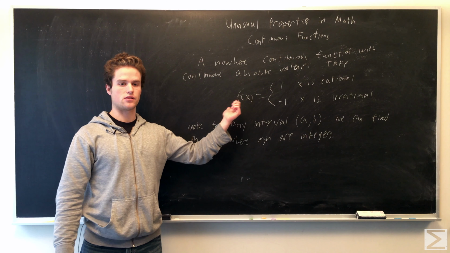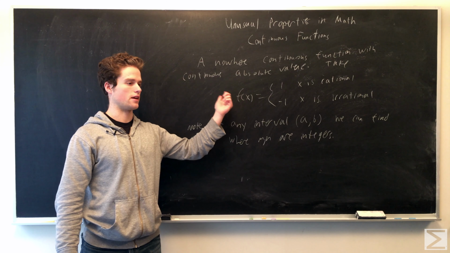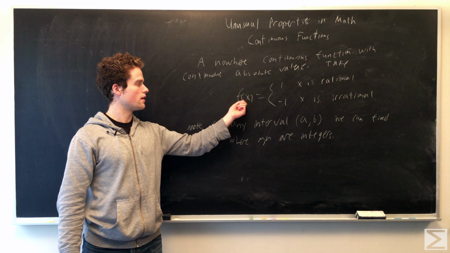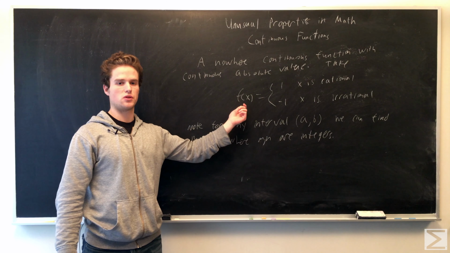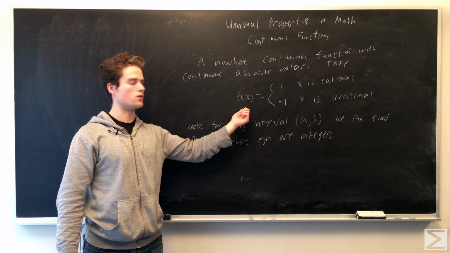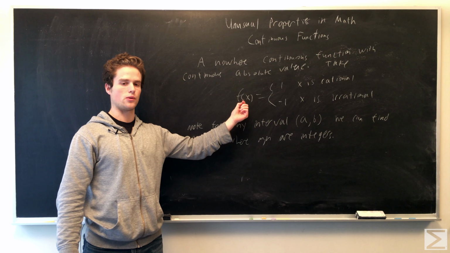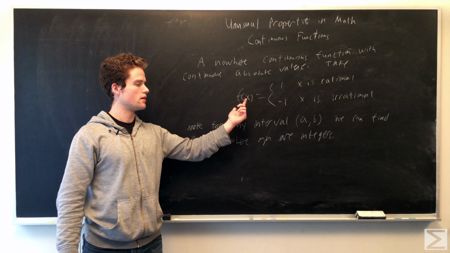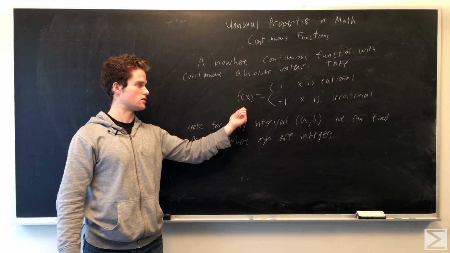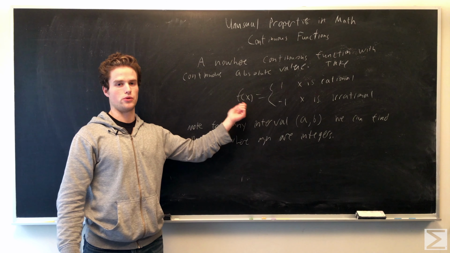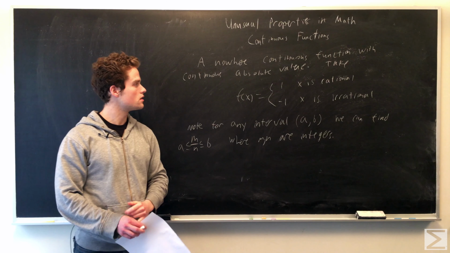And so since in any interval there are irrationals and rationals, you take any point x, f of x equals 1 or minus 1, and no matter how small we make the interval around x, the points don't get arbitrarily close. If it's irrational and it's 1, there are always rational points 2 units away, and so it will not be continuous at that point.